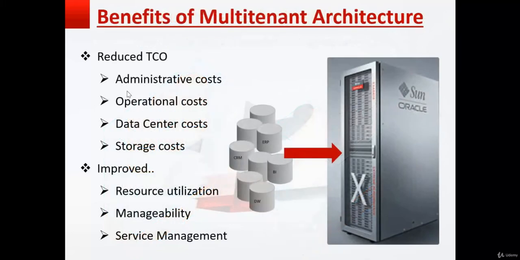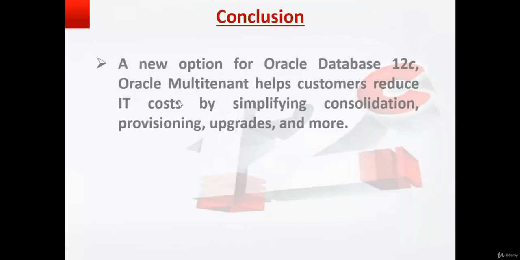So the benefits of multitenant architecture: reduce total cost of ownership, TCO, administrative cost, operational cost, data center cost, storage cost. Improved resource utilization, manageability, service management. So as a conclusion, a new option of Oracle Database 12c, Oracle Multitenant helps customers reduce IT costs by simplifying consolidation, provisioning, upgrades and more. So that is about pluggable database.